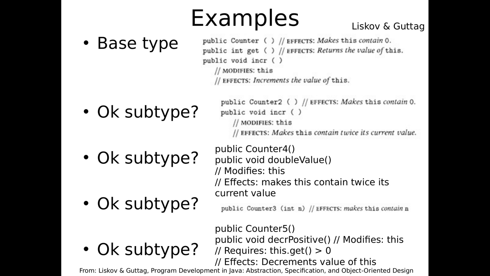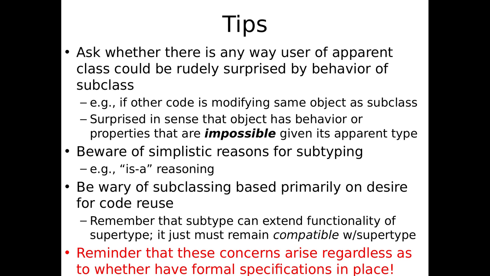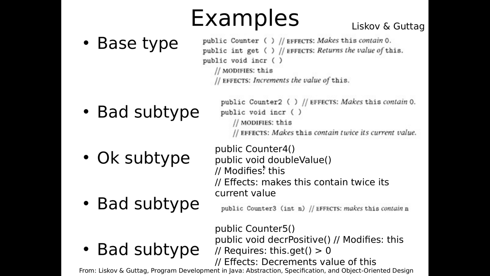And your code suddenly is seeing this apparent counter, the thing you think is just a plain old counter, gone down in value. And that could break your code, amongst other things. It could violate, you know, you're overwriting elements of your array or something. These are some examples. So this is a bad subtype. So I'm trying to convey some tips. The tip here is, ask, is there any way a user of the apparent type, a counter, could be rudely surprised by the behavior of the subclass, like a counter three or a counter five or whatever the names of these guys are, counter four, counter two.